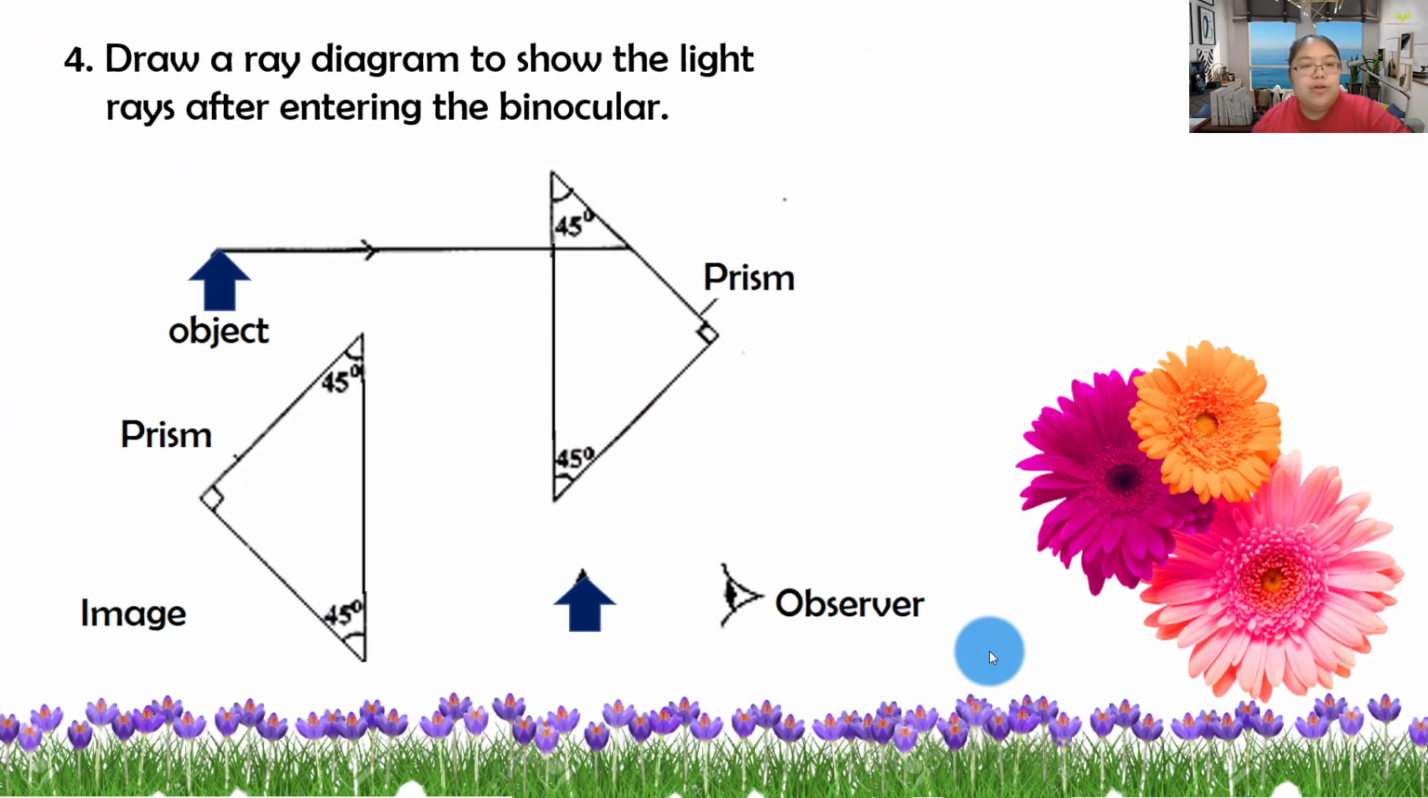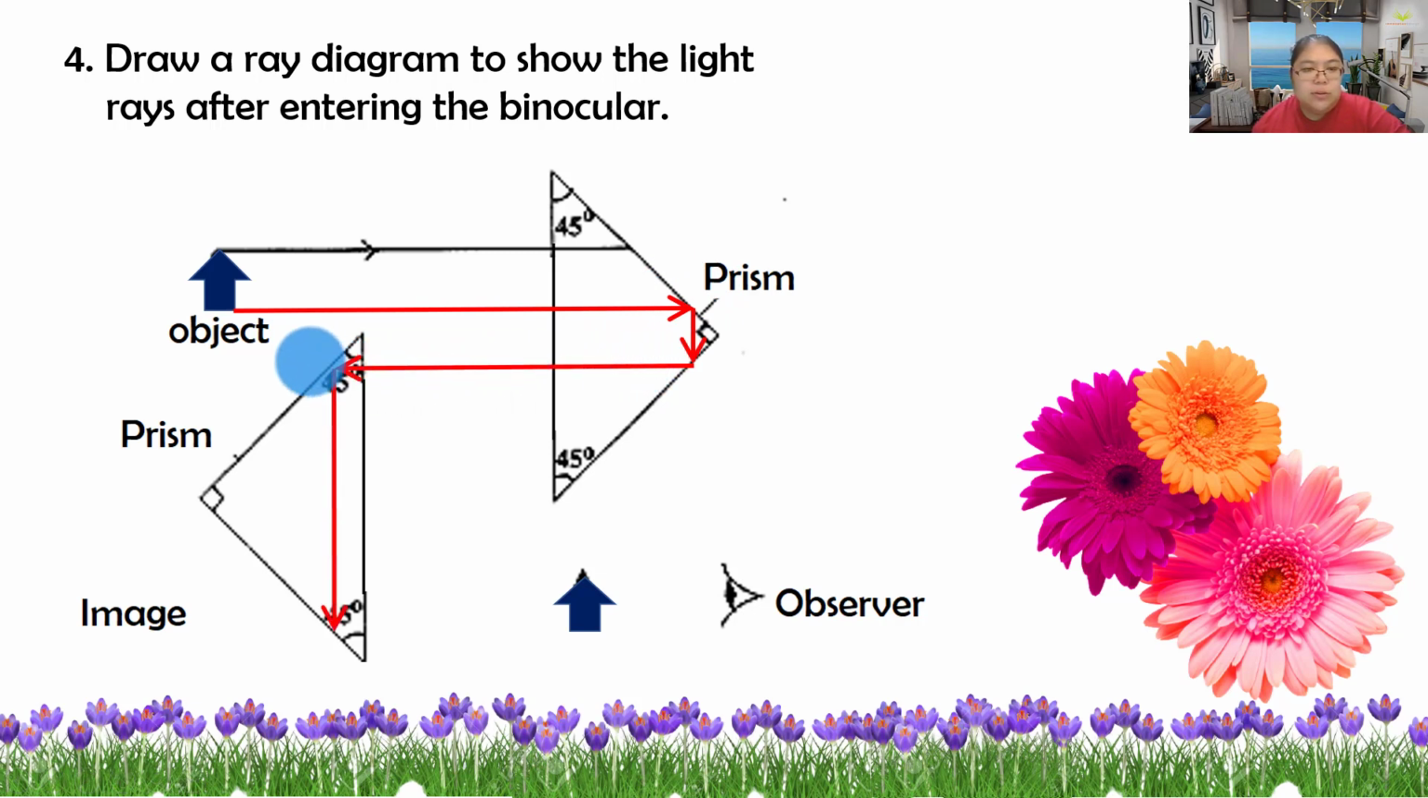Okay, now we're going to draw the light ray for the binocular prism. First one, there's a go straight in the prism. This one is a bottom light. They go in the prism, then total internal refraction, first time, second time. Then they go to another prism. So in the other prism it will also continue, first time and second time, then they come up.